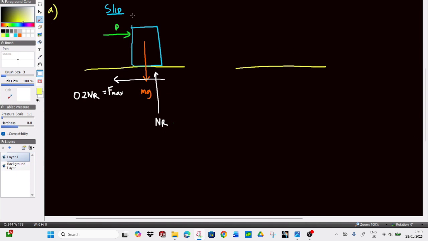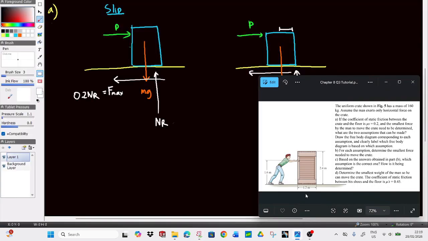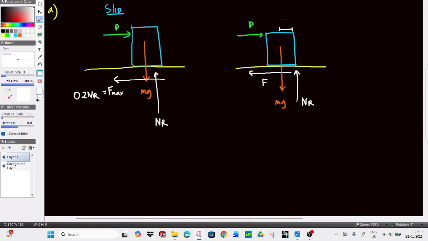So for the tip condition, if the crate was about to tip over, how would it look like? You have a force P, you would have your friction F, you'd have your weight mg, but your position for N would look like this, your NR. And the distance between your mg and your NR will be considered. In this case, it is half of 1.2, which is 0.6 meters, because here 0.6, here 0.6 meters.